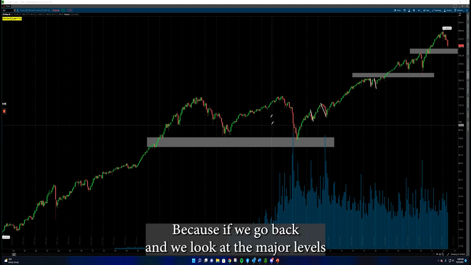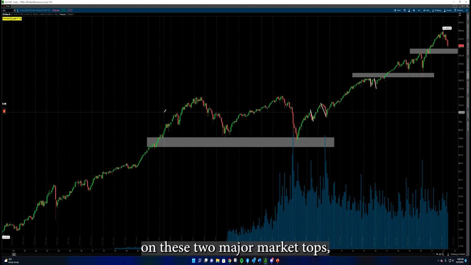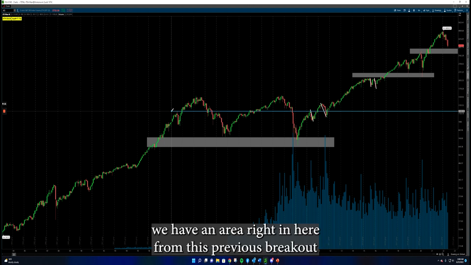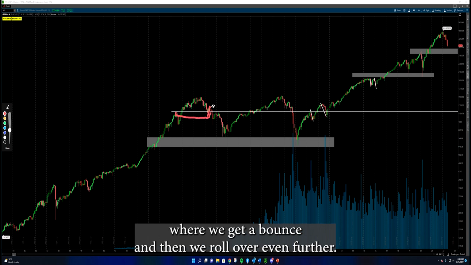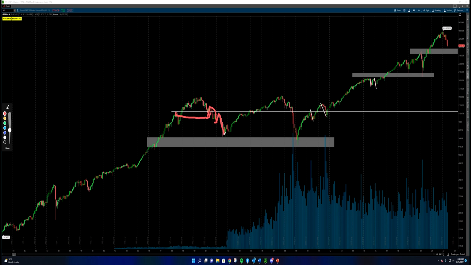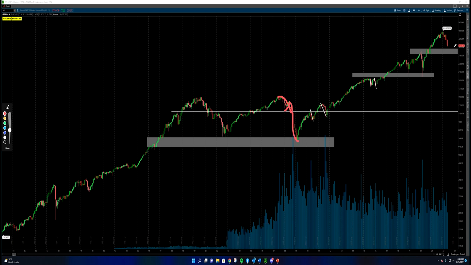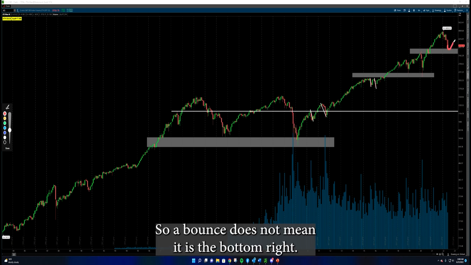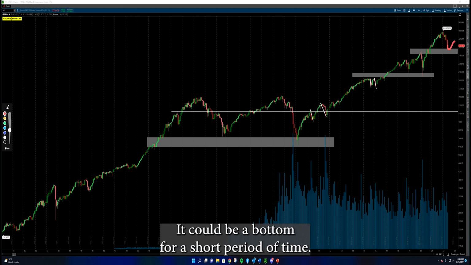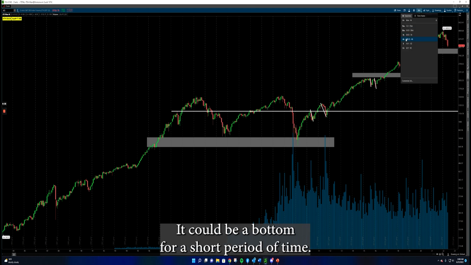Because if we go back and we look at the major levels on these two major market tops, we have an area right in here from this previous breakout where we get a bounce and then we roll over even further. Same thing in 2007. We get a bounce off of this zone and then roll over even further. So a bounce does not mean it is the bottom, right? It could be a bottom for a short period of time.